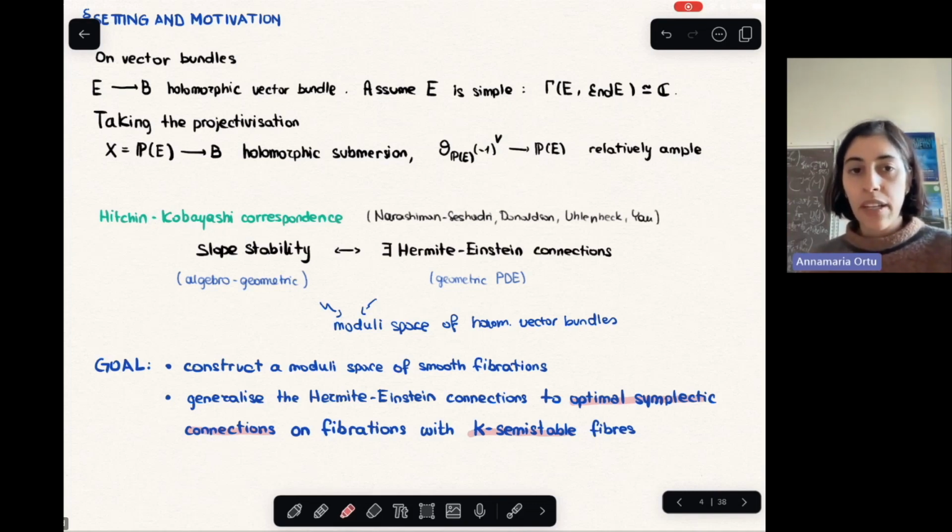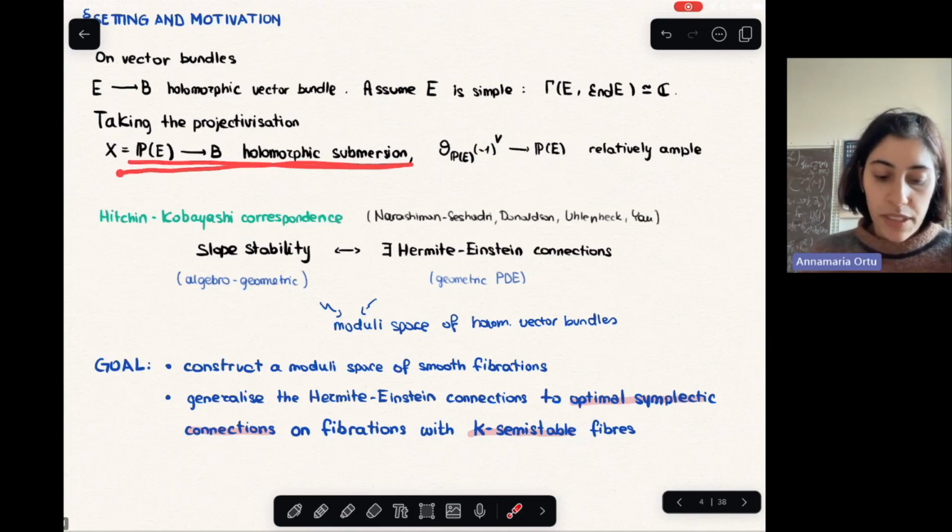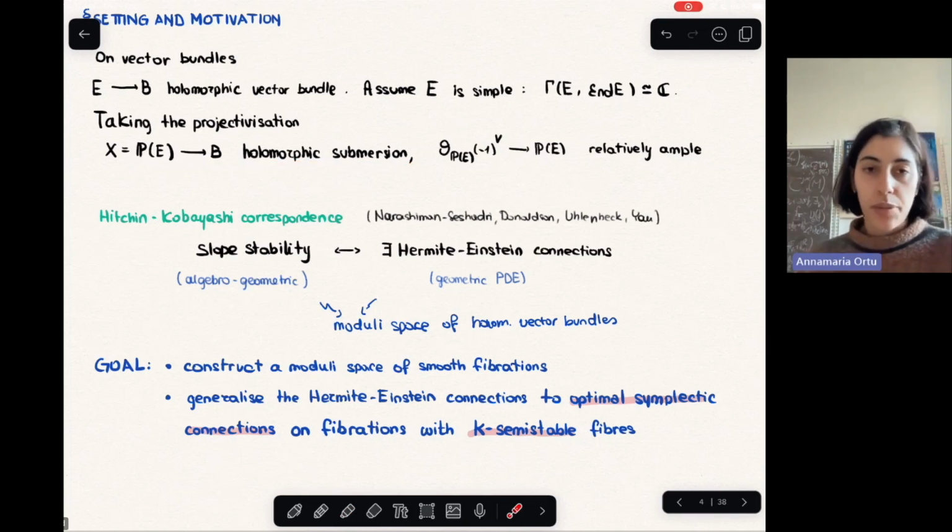The idea is that if you take the projectivization of holomorphic vector bundles, the fibers are just projective spaces, so they are nice spaces in a sense. But if you take some general fibrations, then we need an extra stability condition for the fibers, so that they cannot be too wild. And this stability condition is given in terms of K-stability.